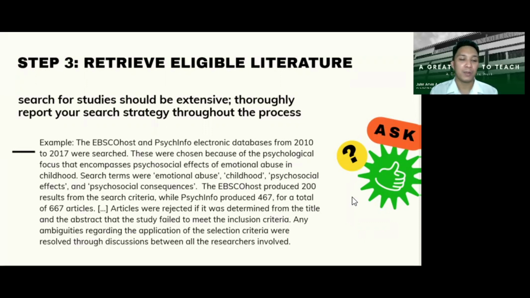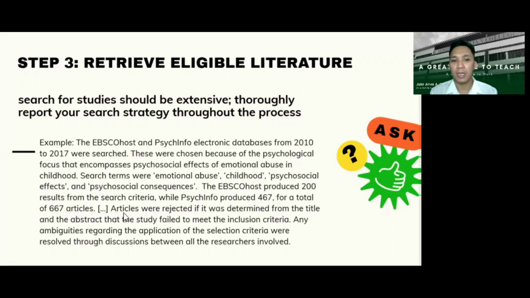Okay, we can search electronic databases such as EBSCO and PsycInfo, which, in this particular example, is chosen because of the psychological focus that encompasses the psychosocial effects of emotional abuse in childhood. Okay, so according to this example, EBSCOhost produced 200 results from the search criteria, while PsycInfo produced 467, for a total of 667 articles. Okay?